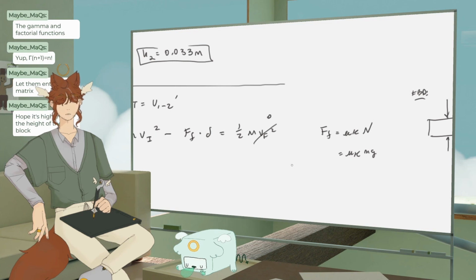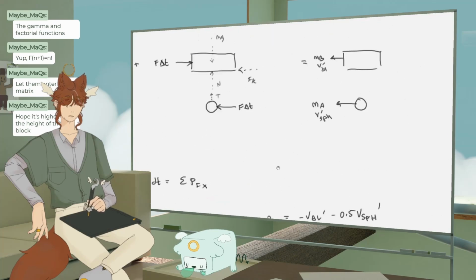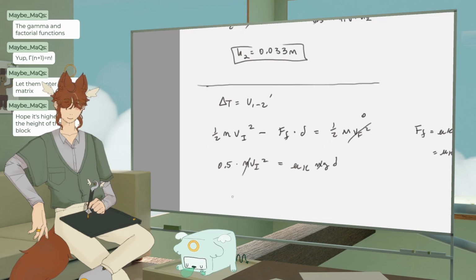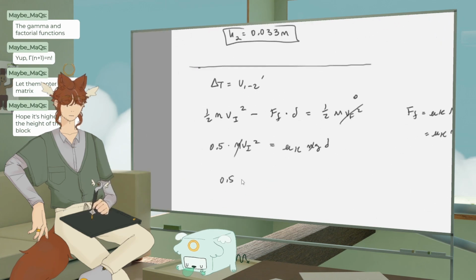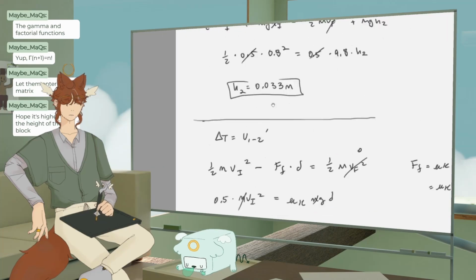Now I think we can write this out a little bit better. So 0.5 times m vi squared equals mu sub k mg d. Cross out the m's. Sorry, what are we trying to solve for? I forgot, the distance? Oh, the distance, d. Okay. So 0.5 times initial velocity of the block, 2.4, which is probably going to be wrong, but we'll see.